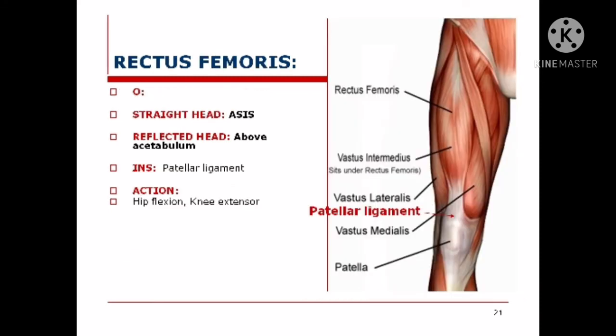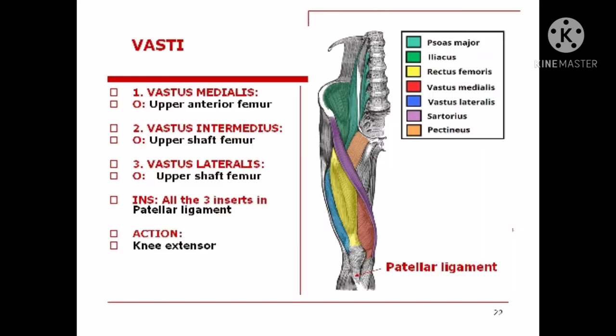The rectus femoris arises by two heads, the straight and the reflected head. The straight head arises from the anterior superior iliac spine, and the reflected head arises above the acetabulum of the iliac bone. It inserts upon the patellar ligament. The action is, it is the flexor of the hip joint and extensor of the knee joint.